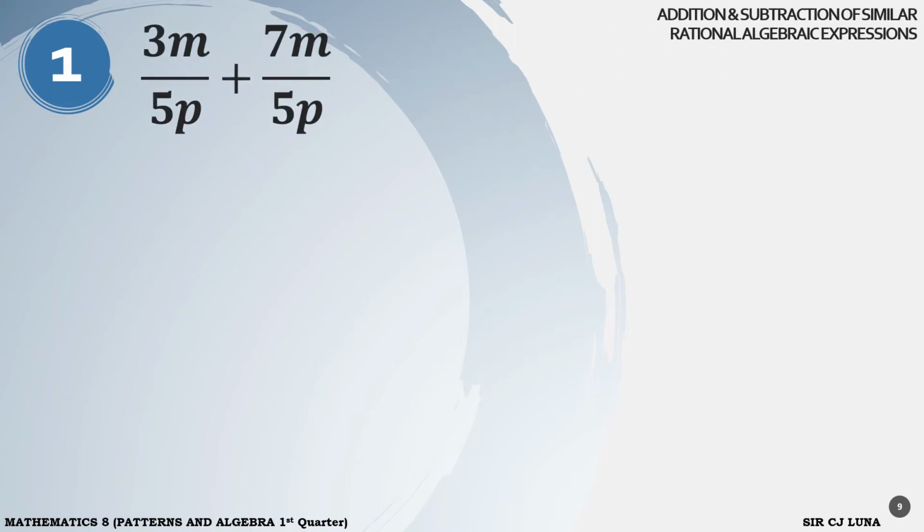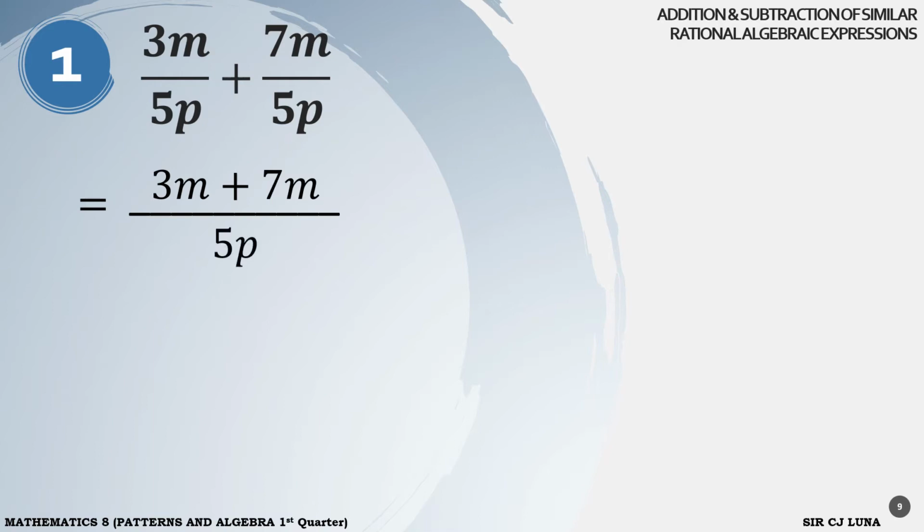Example number 1 in adding and subtracting similar rational expressions. We have 3m over 5p plus 7m over 5p. As you can see, our fractions are similar rational expressions because we have the same denominator, 5p. So with this, all we have to do is add 3m and 7m, and then just copy the common denominator, which is 5p.